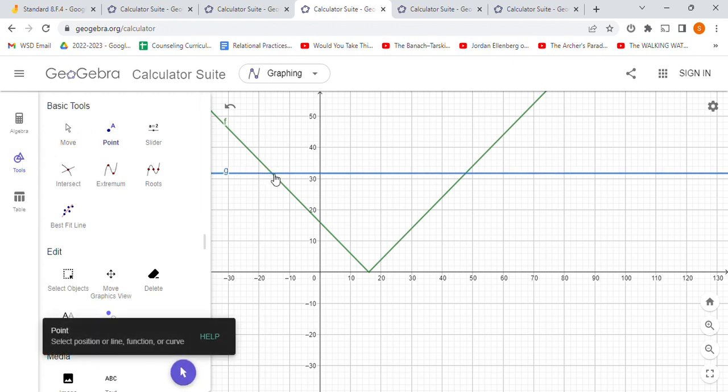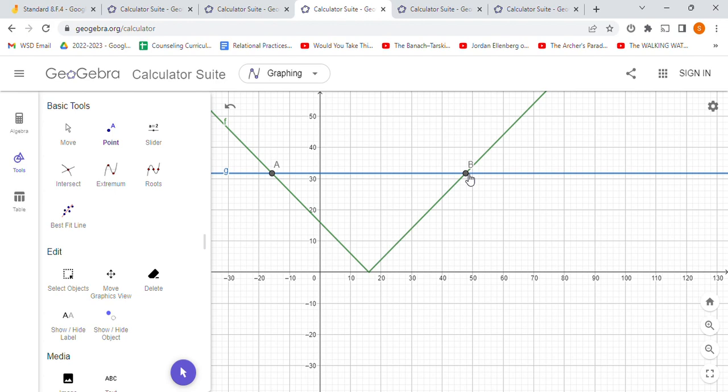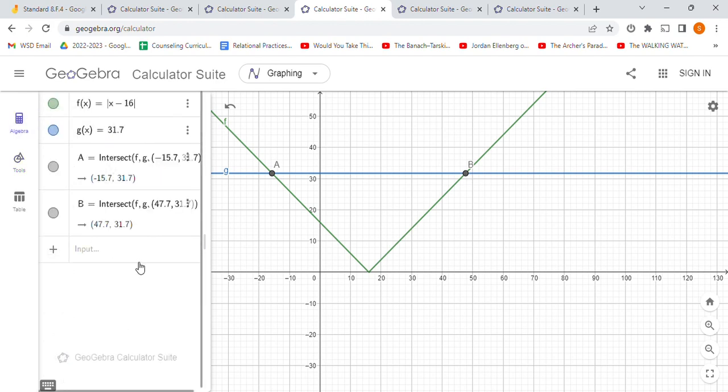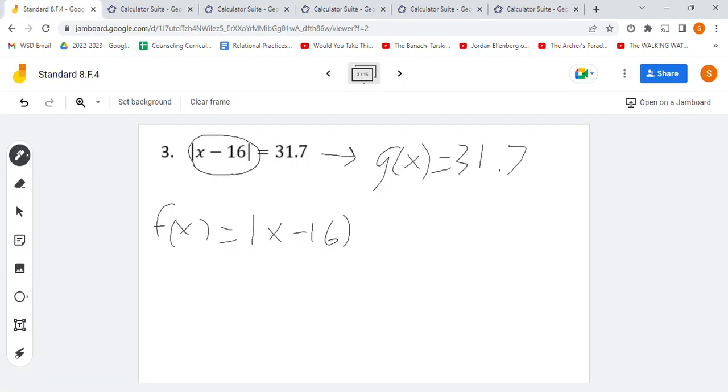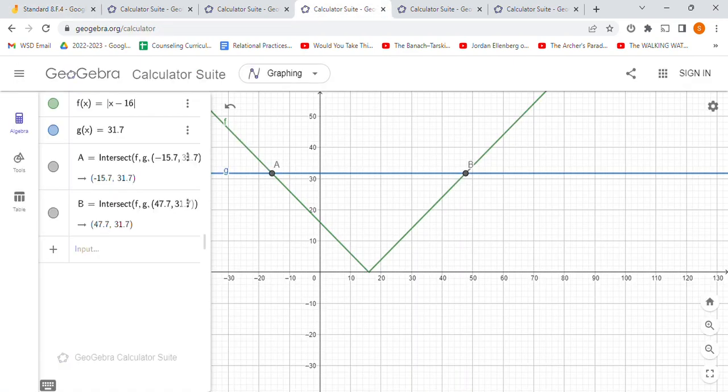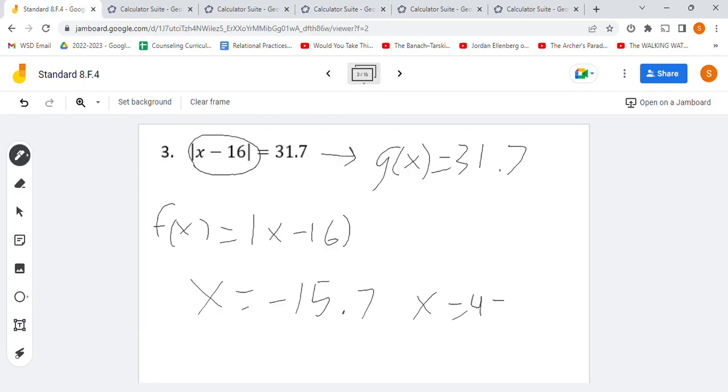We're going to put a point here on the left, put a point here on the right, go back to our algebra menu, and we can see our two solutions are negative 15.7 for the x value here, and 47.7 for the x value in this one. So solution number 1, negative 15.7, and solution number 2, we have x equals 47.7. Those are our 2 possible solutions.